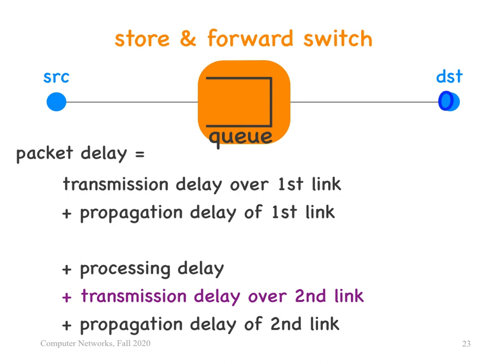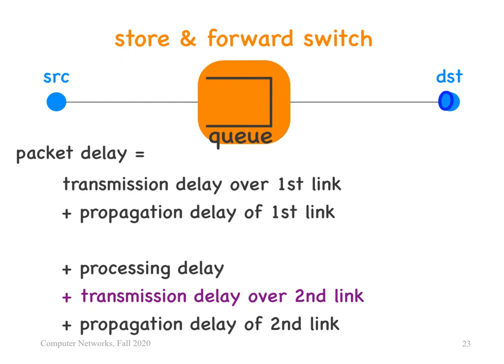So in this scenario, the packet delay is equal to the transmission delay over the first link, plus the propagation delay over the first link, plus the processing delay at the switch, plus the transmission delay again over the second link, plus the propagation delay of the second link. Because this is a store and forward switch, it does not immediately transmit each bit as it receives it. It waits to receive all the bits of each packet, then processes the packet, and then retransmits all the bits of the packet onto the next link.